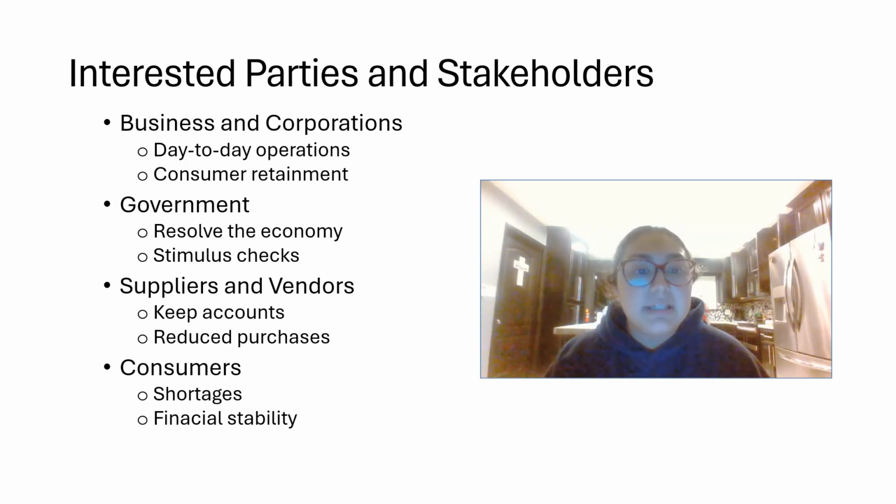So, some of the interested parties and stakeholders that are affiliated with the supply chain management issues post COVID-19 are business corporations, government, suppliers and vendors, and consumers.